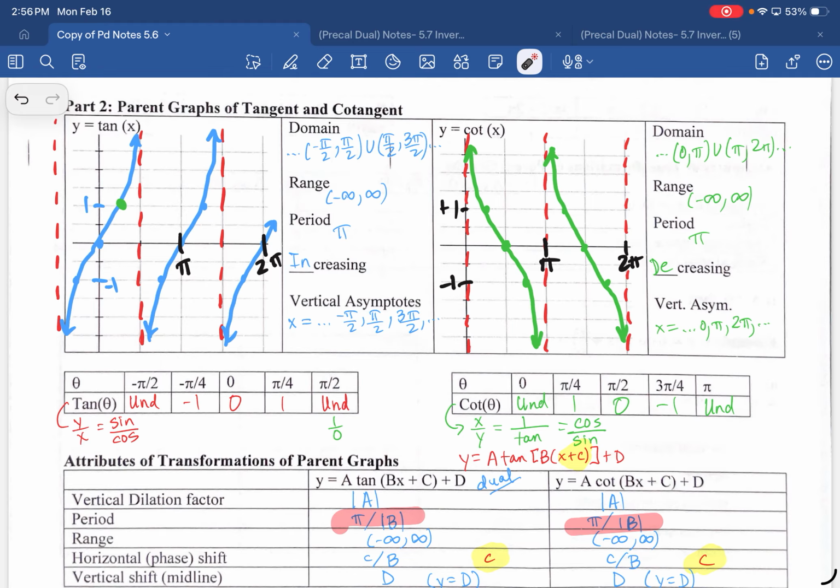So earlier we found this graph's period is pi. So we need to solve this for B. You can start by multiplying both sides by B. On the left we'll have B times pi, and on the right the B's cancel, so it's just pi. And then divide to get B by itself. Pi's cancel on the left, so we just have B by itself. On the right, the pi's also cancel, so B is 1.